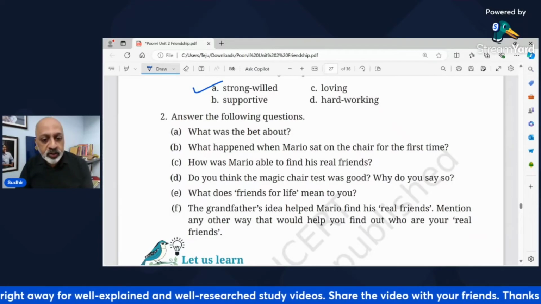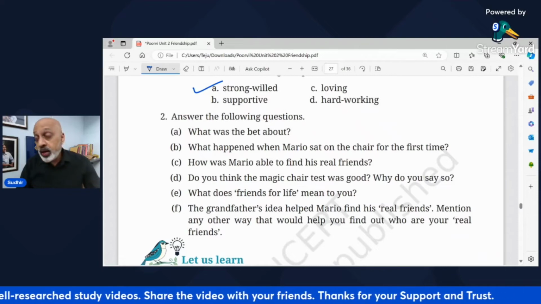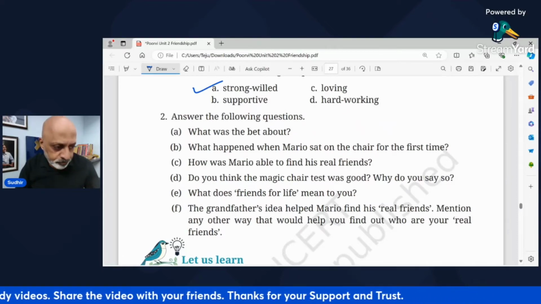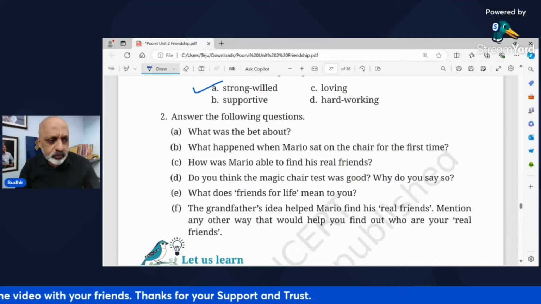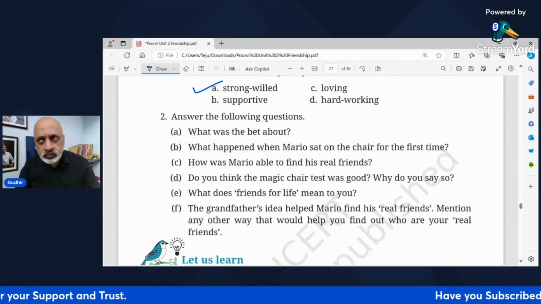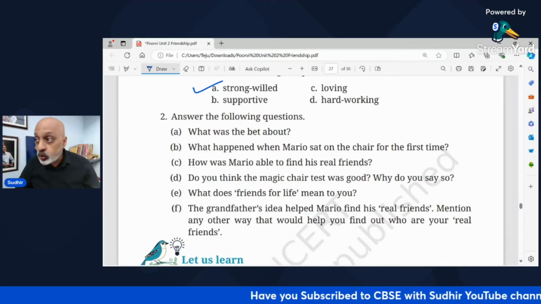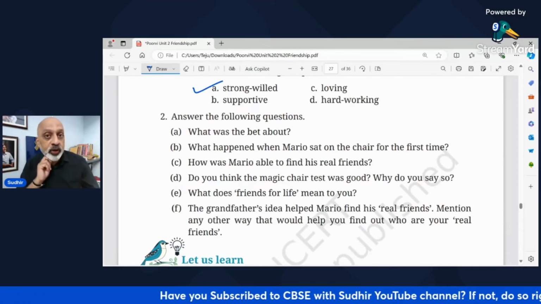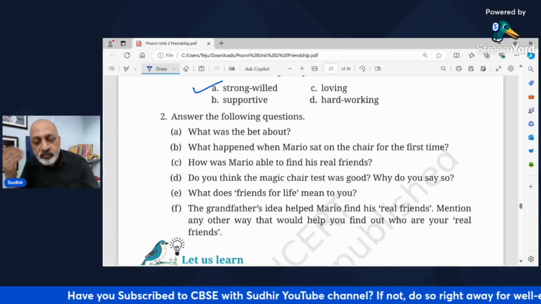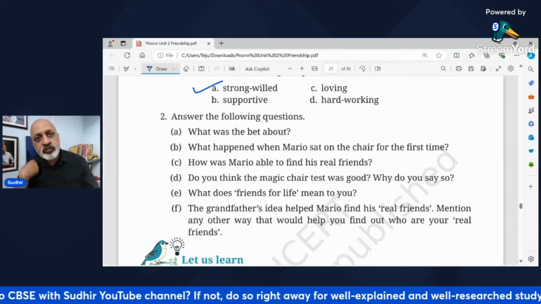Okay. The grandfather's idea helped Mario find his real friends. Mention any other way. Well, any other way, I thought of it like this. Like you have one day before the examination, you have lost your notes or some water fell on your notes. Your notes are all damaged. You don't know how to study for your exam tomorrow. A friend comes and says, don't worry, I will lend you my notes. I've already finished revising.